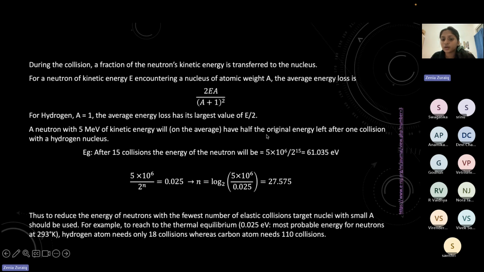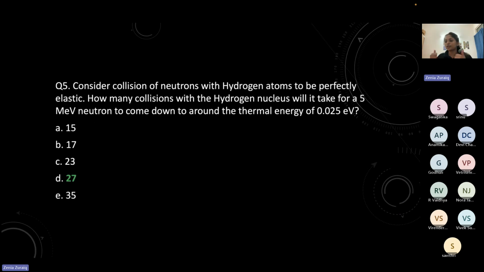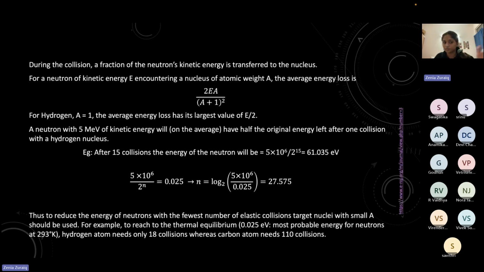So for hydrogen, it's basically like two identical particles, right? Because it is a neutron and a proton, and you can consider them both to be of the same mass. So it's like when two equal particles collide, mostly the energy is divided by half, right? So the average energy loss of E by 2 is the maximum. On average it loses E by 2 of its energy after each collision. So basically you get half the energy after every collision.